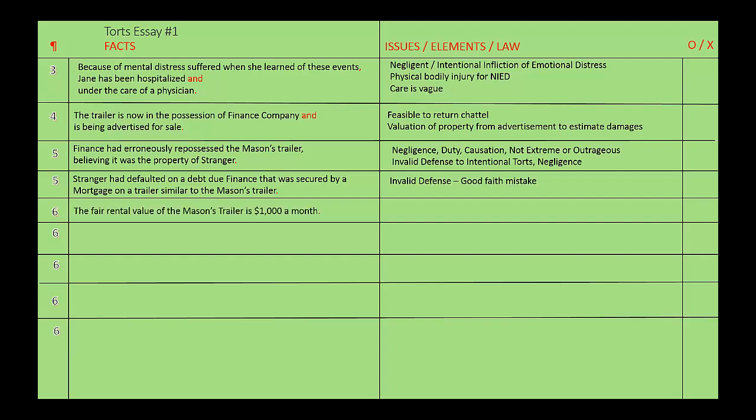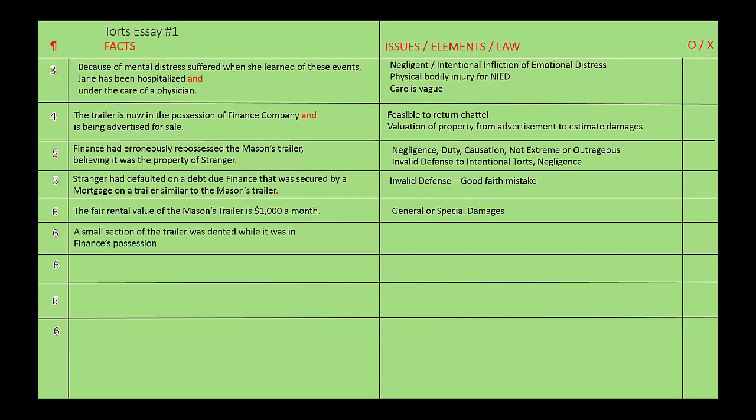So they pay the fair rental value of the Mason's trailer, which is $1,000 a month. General or special damages? Once again, if I am negligent in taking your trailer, I can kind of see that I've got to give you your trailer back and pay for anything. But what about the ongoing rent? Because they have to rent space anyways.